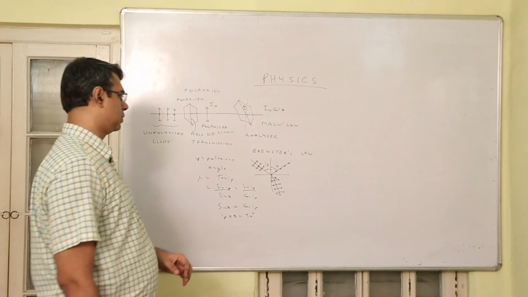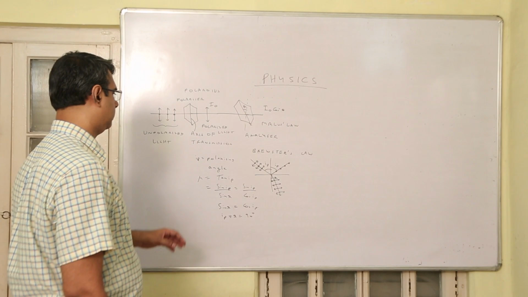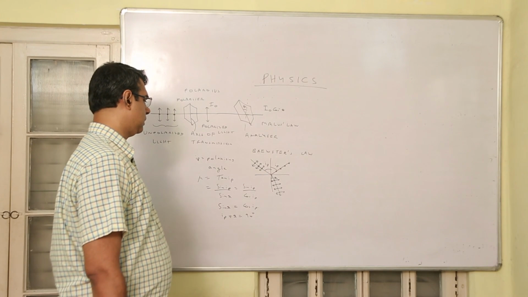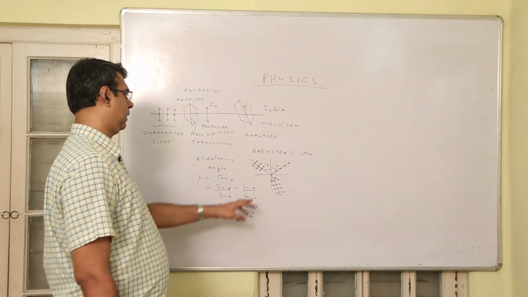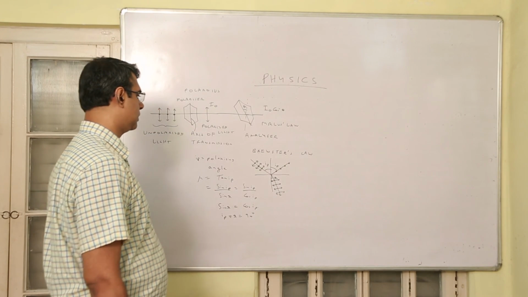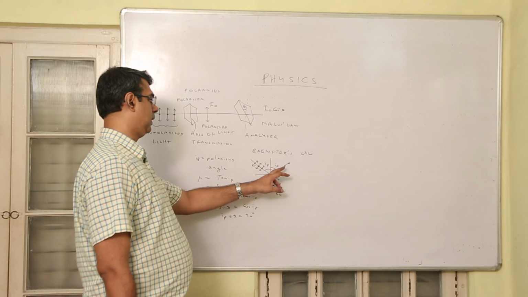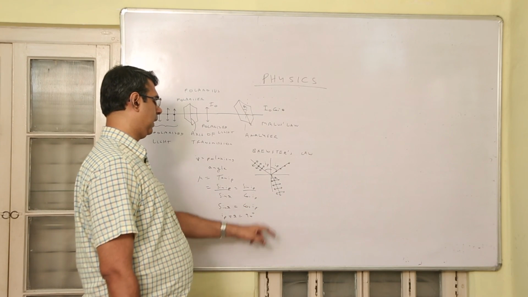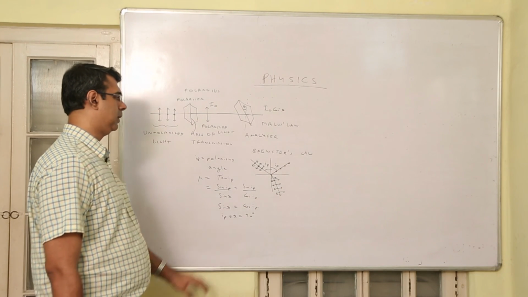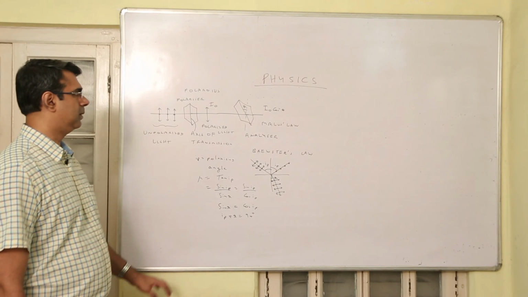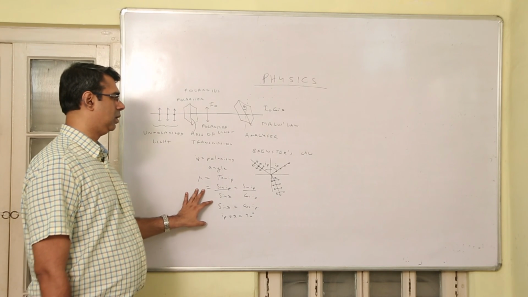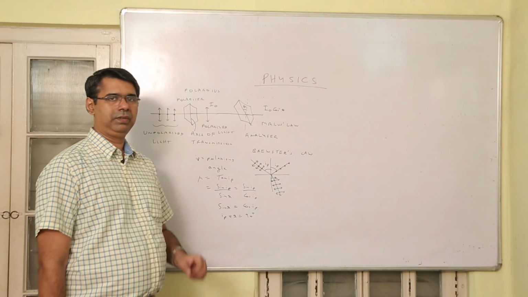So according to Brewster's law, for polarizing angle of incidence, the reflected ray will be completely polarized. Secondly, the reflected wave and the refracted wave, they will be perpendicular to each other. So that brings us to an end of Brewster's law, and it also brings us to an end of wave optics.